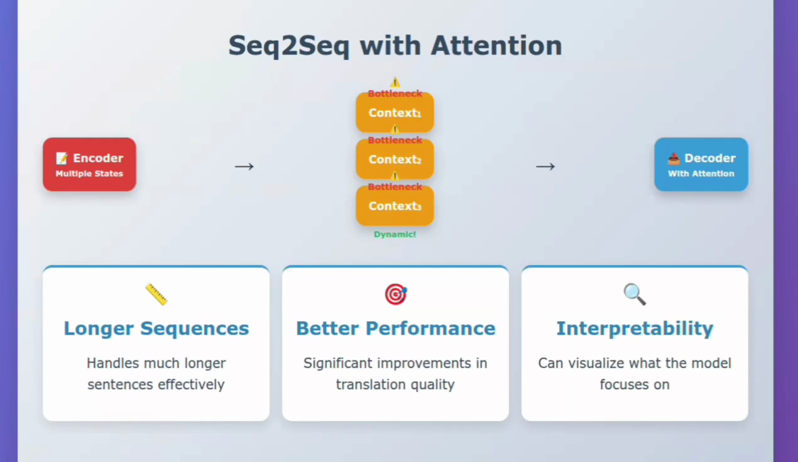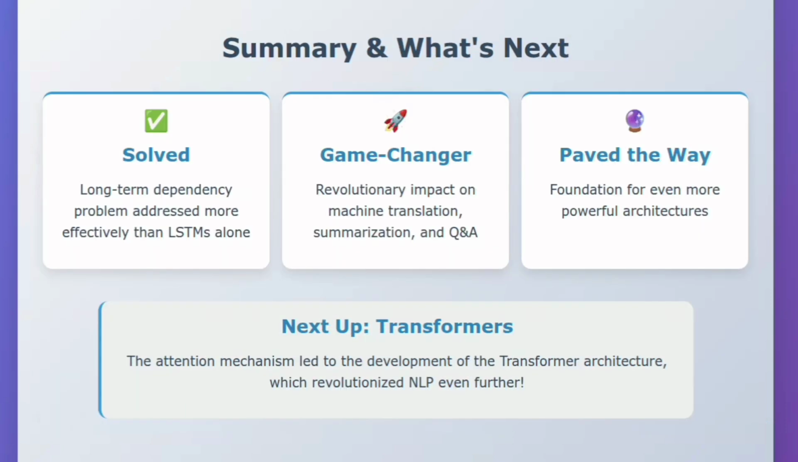This dynamic access to the entire input sequence, rather than just a single fixed context vector, allows sequence-to-sequence models with attention to handle much longer sentences and achieve significantly better performance in tasks like machine translation, text summarization, and question answering. The attention mechanism was a game changer in NLP, addressing the long-term dependency problem more effectively than LSTMs alone. It paved the way for even more powerful architectures, which we'll discuss next.